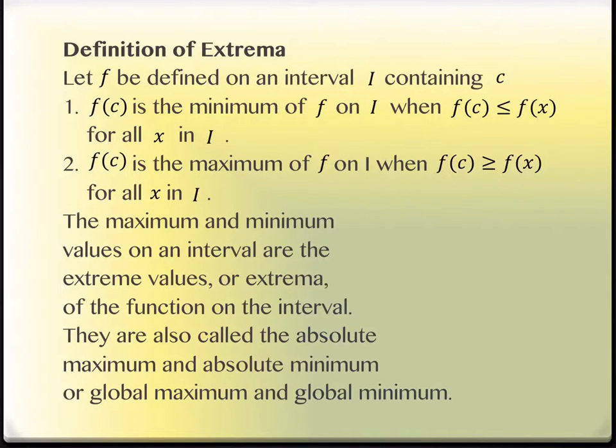That pretty much sounds like what we mean when we say maximum, minimum, right? Smaller than everything, bigger than anything. The maximum and minimum values on the interval are called extreme values or extrema. So when we talk about the word extrema, we mean maximum, minimum values. The ones that we're going to be working with today specifically are going to be called the absolute extrema.